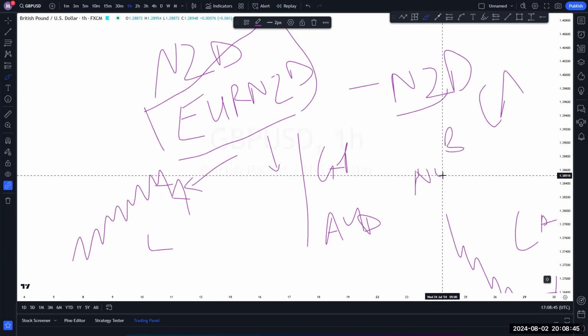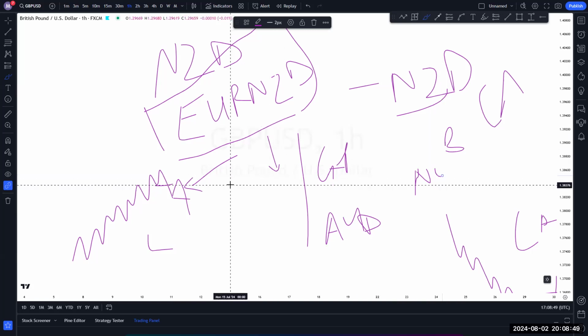So that's how I always do it. Whenever you're doing something like this, it will help you know which pairs have a clear structure and which pairs don't. So you'll be able to say, this week, you're going to focus on CAD pairs because the NZD pairs don't have a clear structure, the CHF pairs don't have a clear structure, or the JPY pairs don't have a clear structure.